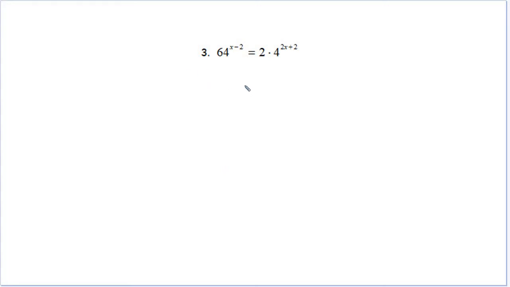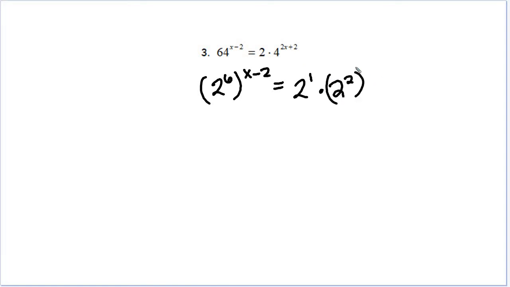Next, this time I have 3 different bases, so I have to figure out what I can use here. Now see, 2 is my smallest, so that's probably where I'm going to start, and I know that I can write 64 and 4 as a base of 2. So 2 to the 6th is 64. So that's going to stay to the x minus 2. And remember, this is 2 to the understood 1 times 2 squared, which is 4, to the 2x plus 2.